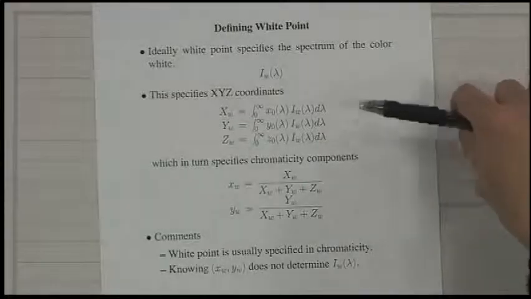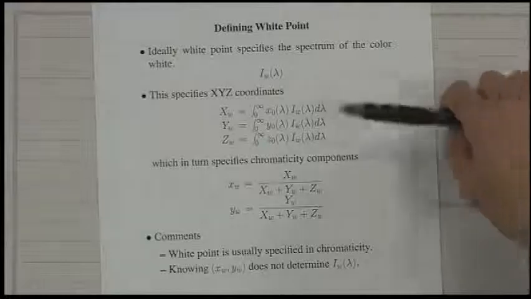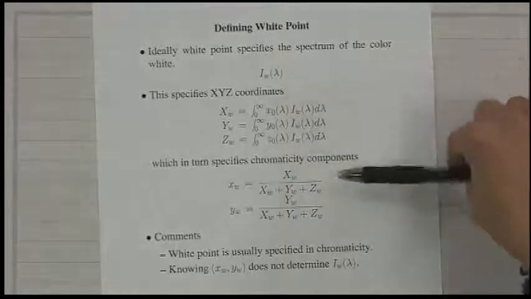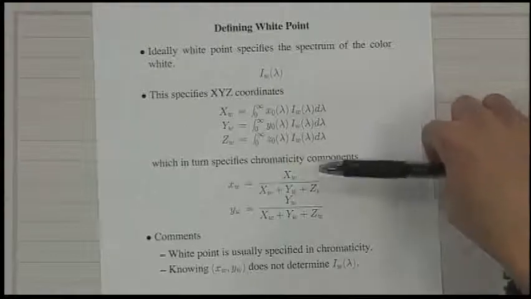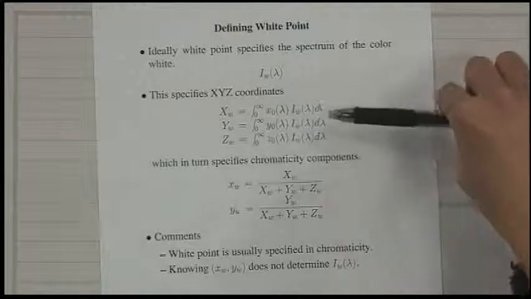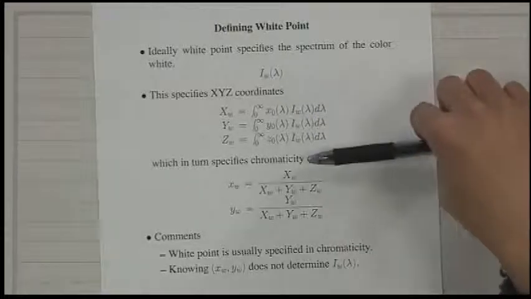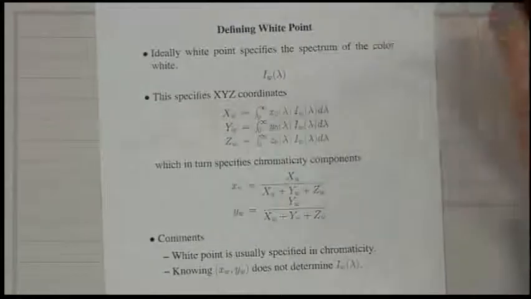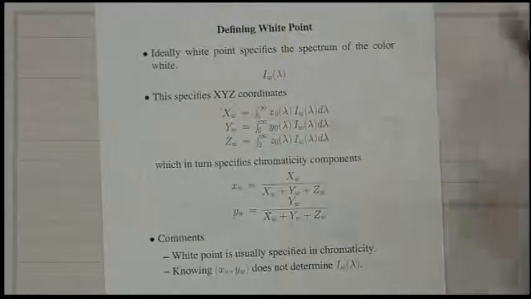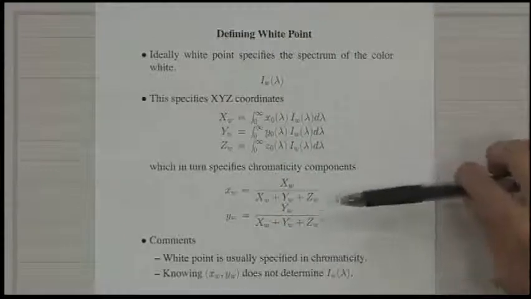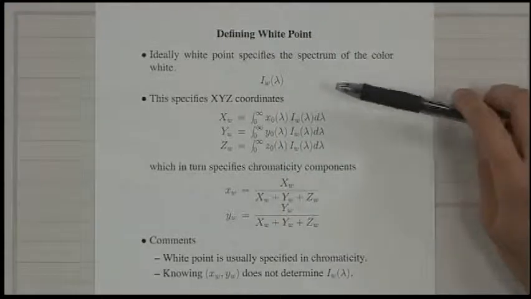Sometimes we don't even need to know the XYZ tristimulus values. We may even specify the white point using its chromaticity values. If you recall from previous classes, this is given by normalizing the tristimulus values so that they sum to 1.